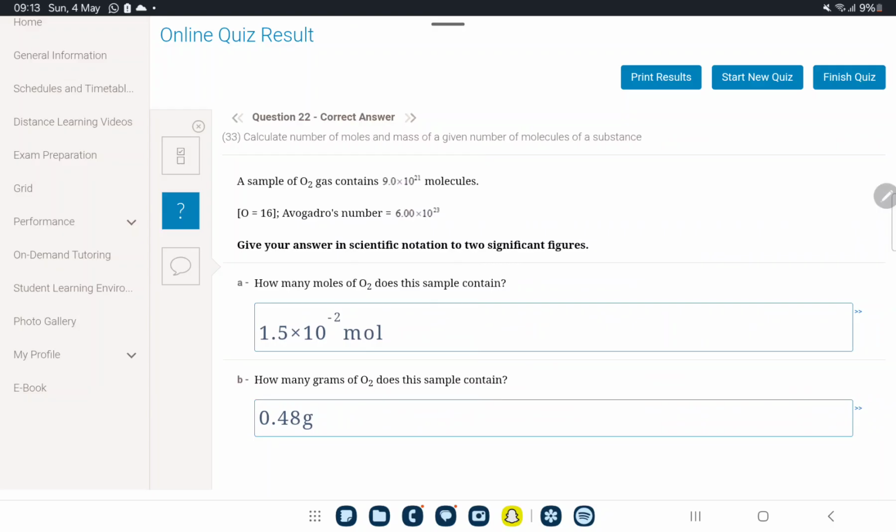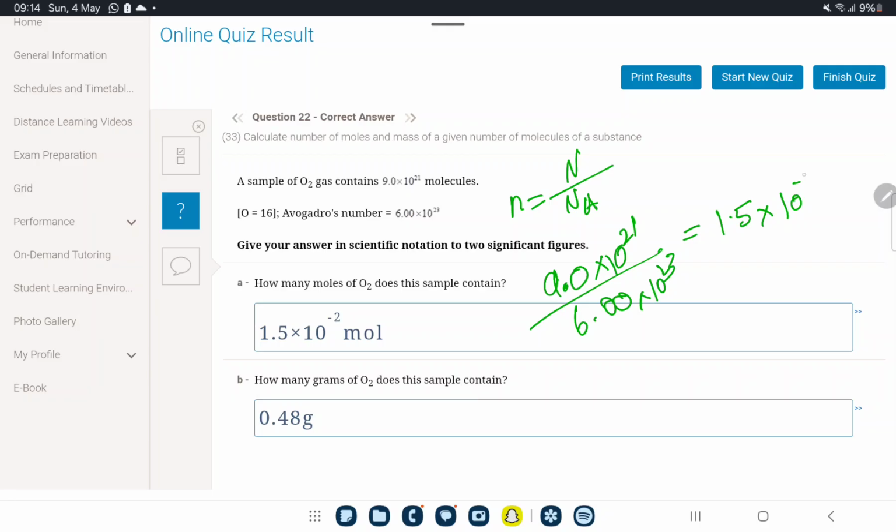A sample of O2 gas contains 9.0 times 10 to the power of 21 molecules. Avogadro's number is 6 times 10 to the power of 23. How many moles of O2 does this sample contain? Now to find moles from molecules, it's molecules over Avogadro's number. 9.0 times 10 to the power of 21 over 6.00 times 10 to the power of 23. You get 1.5 times 10 to the power of negative 2.